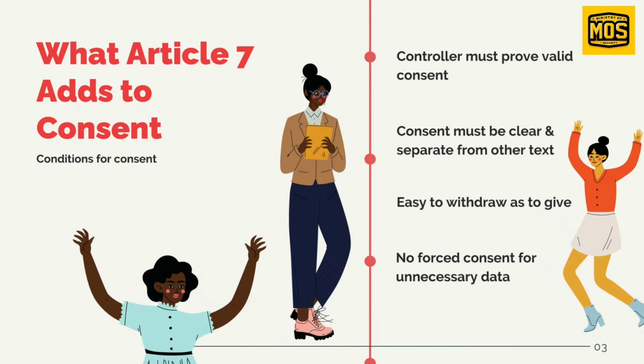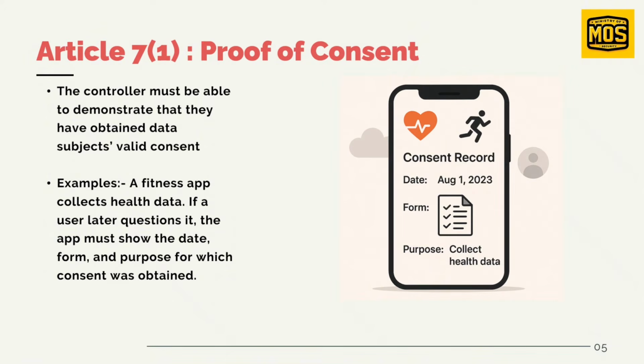Now coming to Article 7, which adds to consent. Now that we've understood how consent has to be taken and what elements it should have, we will move on to the conditions for consent. There are broadly 4 conditions that we will be quickly going through. To understand Article 7, let's kick off with the first clause, Article 7(1) of GDPR, which states that the data controller must be able to demonstrate that they have obtained the data subject's valid consent.